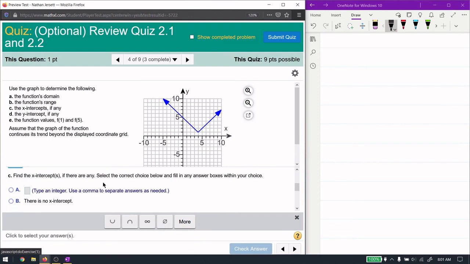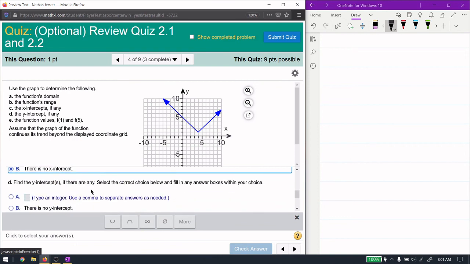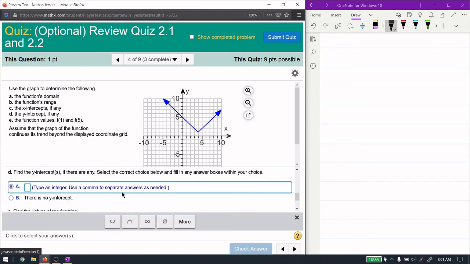Okay, x and y intercepts. Where does it cross the x-axis? You can see here the x-axis is right here. This function never crosses the x-axis. Therefore, there is no x-intercept. The y-intercept, it crosses it right there. It will never double back. It will always keep going in this one direction. And so this is the only y-intercept, and that is at 5. So we can just say 5.